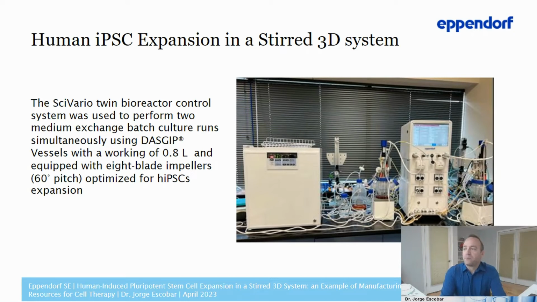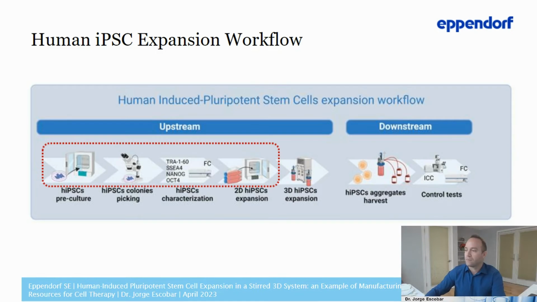So we have performed 2 medium exchange batch cultures, of course, using the Cyberio Twin, and we did that simultaneously using DASGIP vessels with a working volume of 0.8 liters, equipped with an A-blade impeller optimized for human induced pluripotent stem cell expansion.